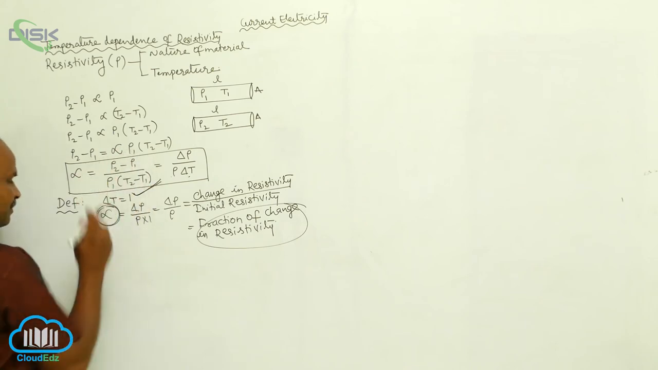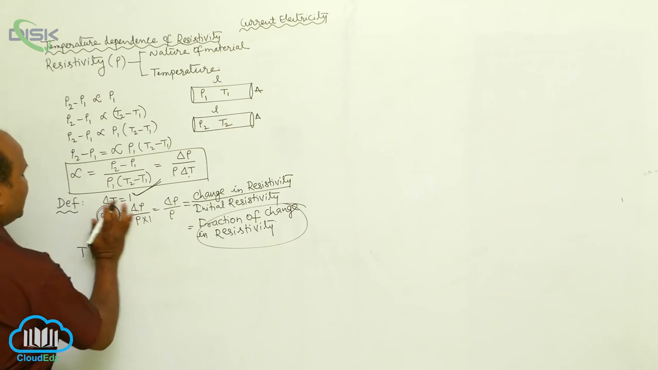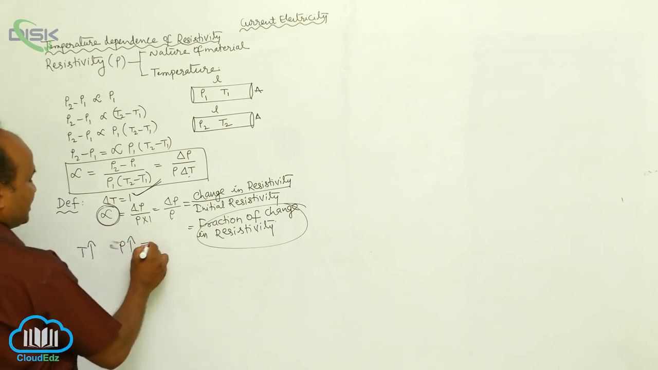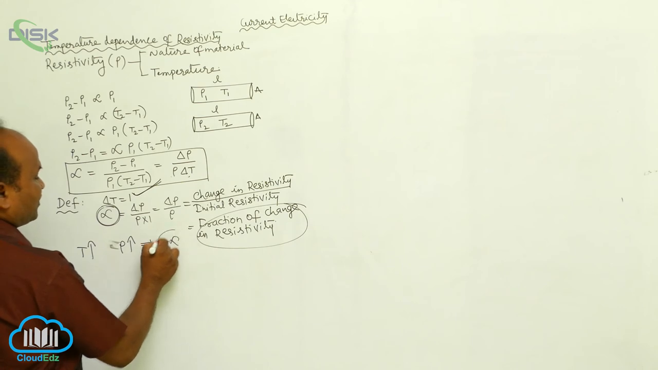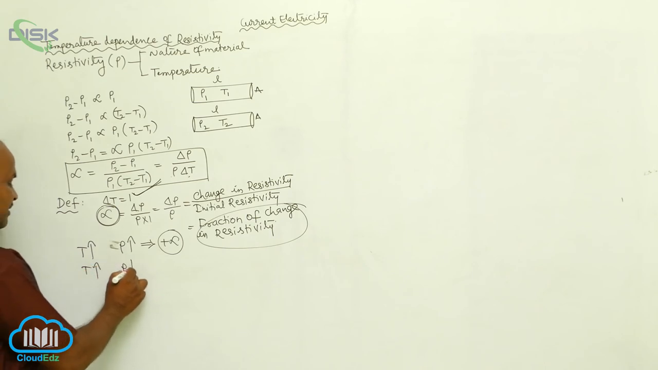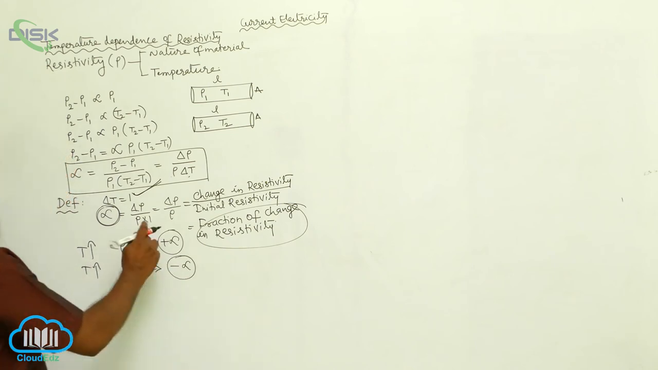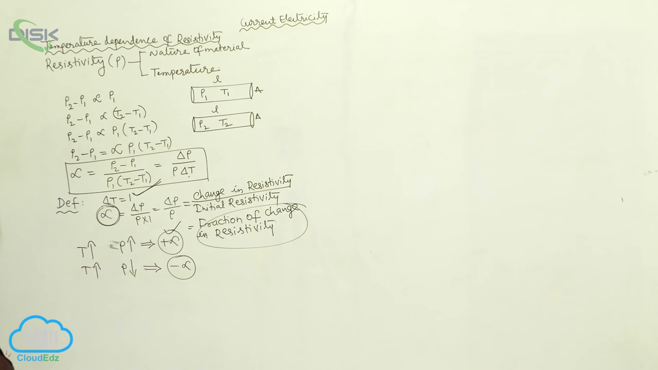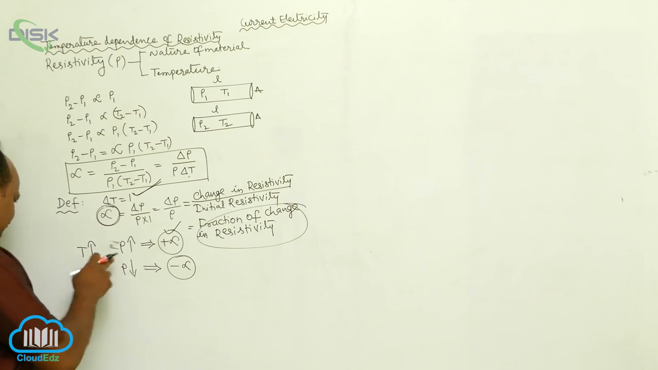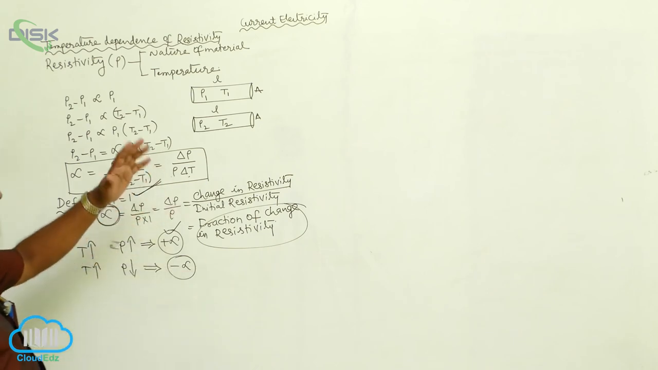Now, sometimes when temperature is increased, resistivity is increased. In this case, the temperature coefficient of resistivity is positive. Sometimes when temperature is increased, resistivity is decreased, then the temperature coefficient of resistivity is negative. Positive means as the temperature is increased, resistivity also increases; negative means as the temperature is increased, resistivity decreases.